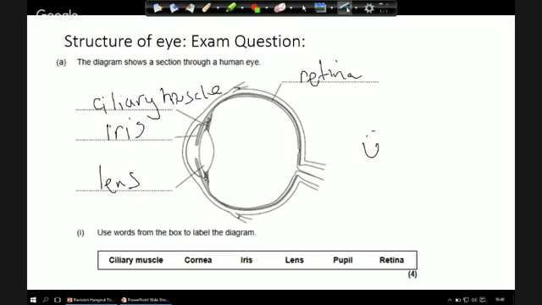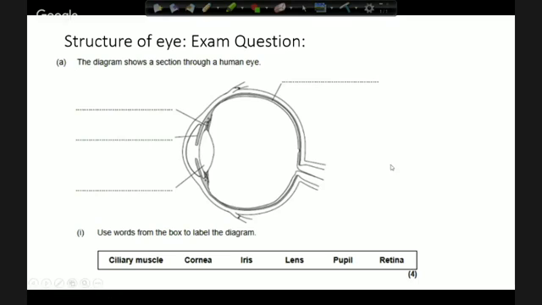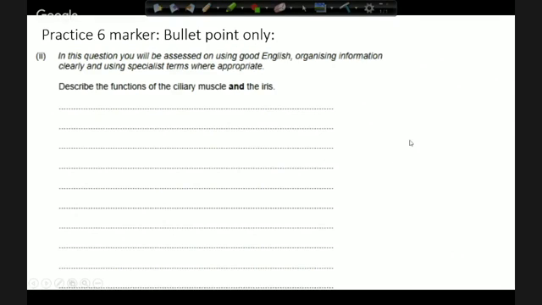Okay, so next type of question, like I said, be prepared to have to comment on the functions of both of these. So describe the functions of the ciliary muscle and the iris. So of course, when you come to a question like this, it's pretty much what has your teacher told you about these two things? So if we have a quick look at the answers, we need to be talking about how the ciliary muscles change the shape of the lens to look at objects far away or close up.